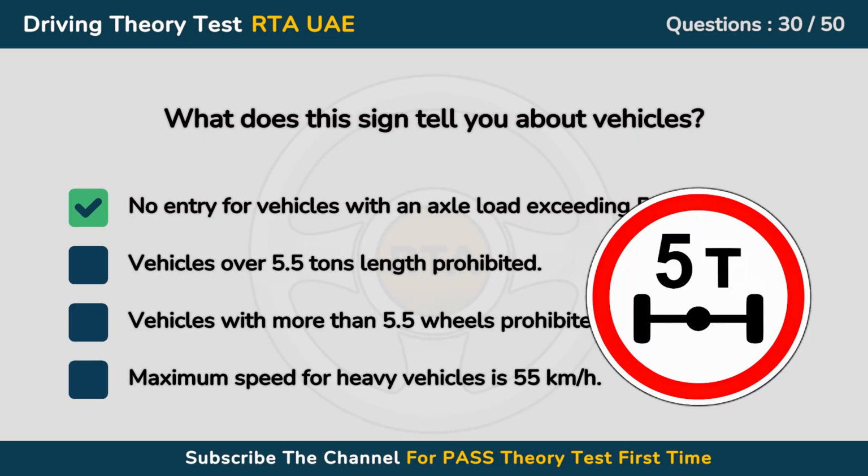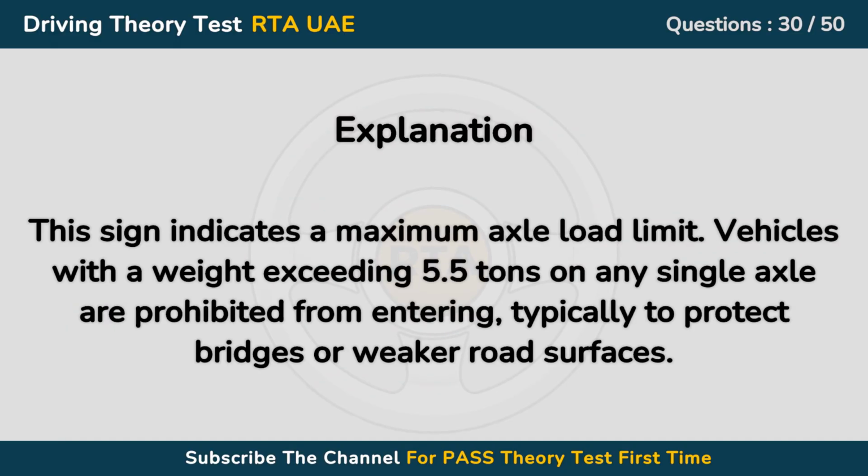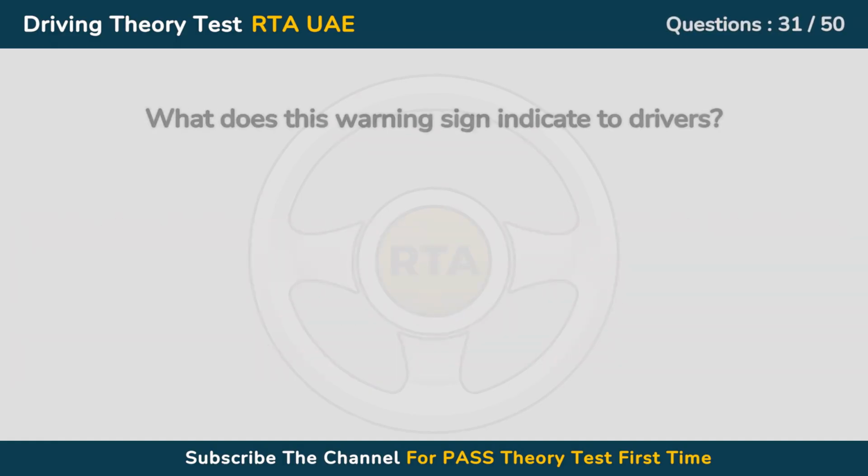Answer is A. No entry for vehicles with an axle load exceeding 5 tons. This sign indicates a maximum axle load limit. Vehicles with a weight exceeding 5 tons on any single axle are prohibited from entering, typically to protect bridges or weaker road surfaces.